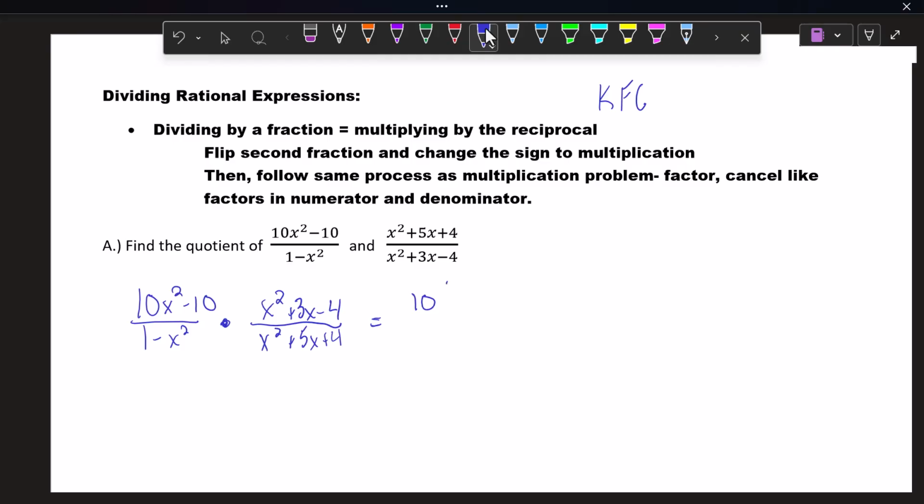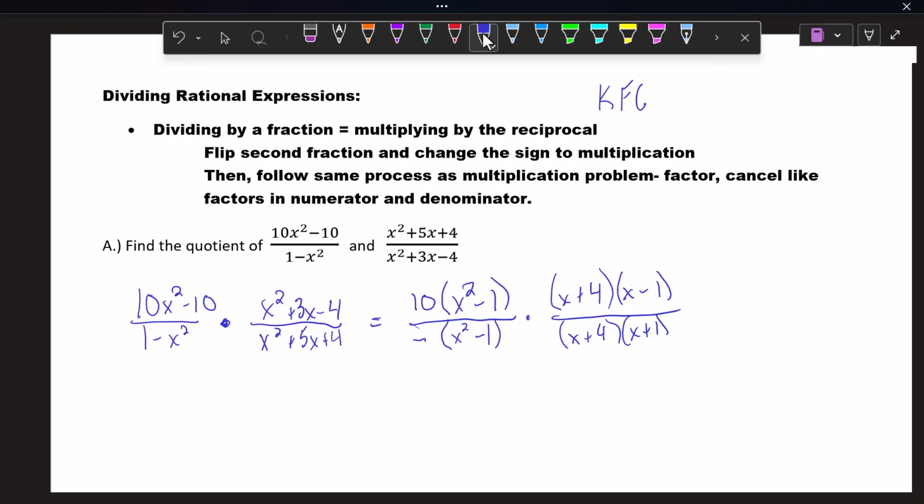So we can factor out a 10 in our first numerator. 1 minus x squared, we want to take a negative out so that the 1 becomes negative and the x squared becomes positive. And you'll see why in a second. Another MA table. Two numbers that multiply to negative 4 and add up to positive 3. That would be positive 4 and negative 1. Our denominator, two numbers multiply to 4 and add up to 5, is x plus 4 and x plus 1.